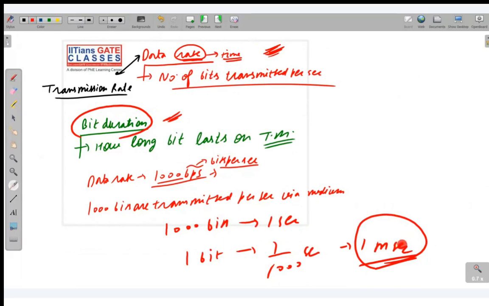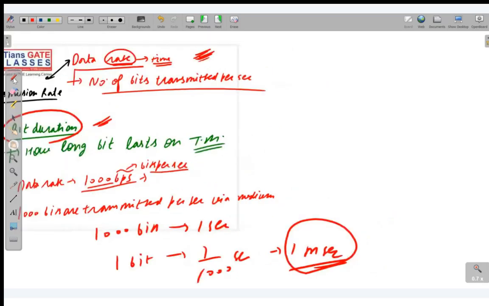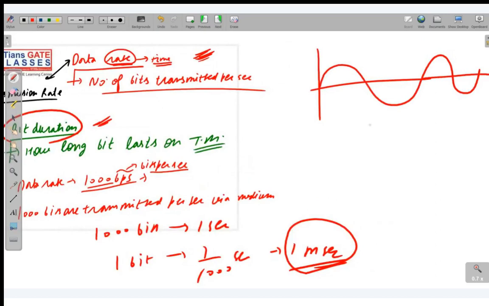Data rate or transmission rate means how many bits are transmitted per second. I think you already know. Frequency means number of cycles taken by a signal per second, and time period means cycle time. Let me give you a small idea. This is not in the GATE syllabus, but I'm just giving you the idea. Earlier it was there.